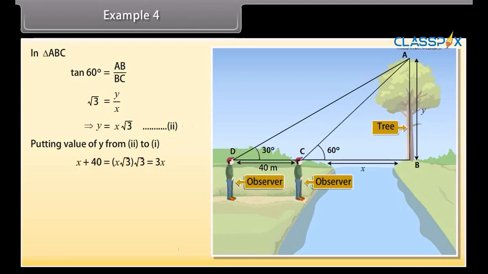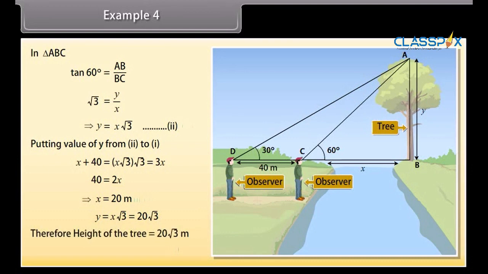On simplifying, we get 40 equals 2x, which implies x is equal to 20 meters, and y is equal to x into square root of 3. On putting the value of x, we get 20 square root of 3. Therefore, the height of the tree is 20 square root of 3 meters and the width of the river is 20 meters.